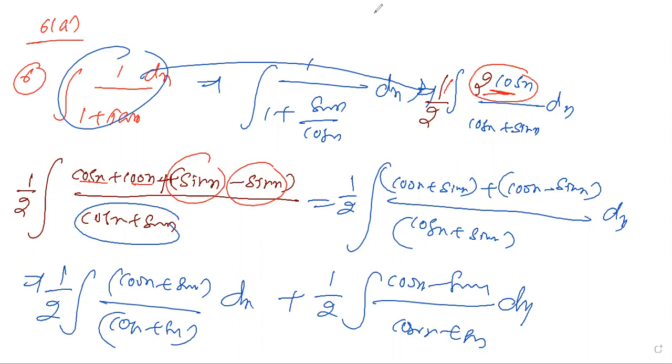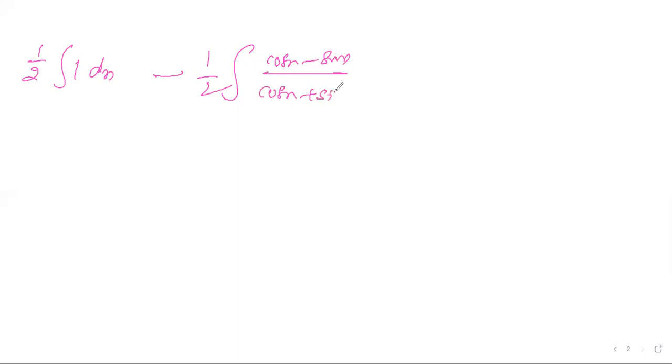What is the new thing happening? These are the same and cancel out. 1 dx will come, 1 by 2 into 1 dx. The rest of the answer I write: 1 by 2 integration of 1 dx. Now the integration of 1 by 2 of cos x minus sin x by cos x plus sin x. Any doubt, Nana?